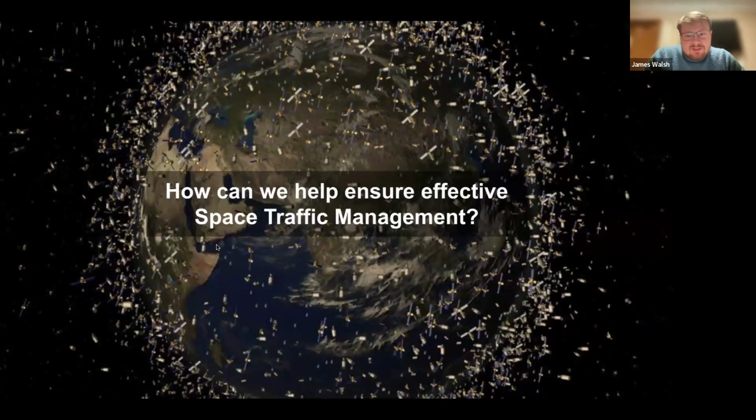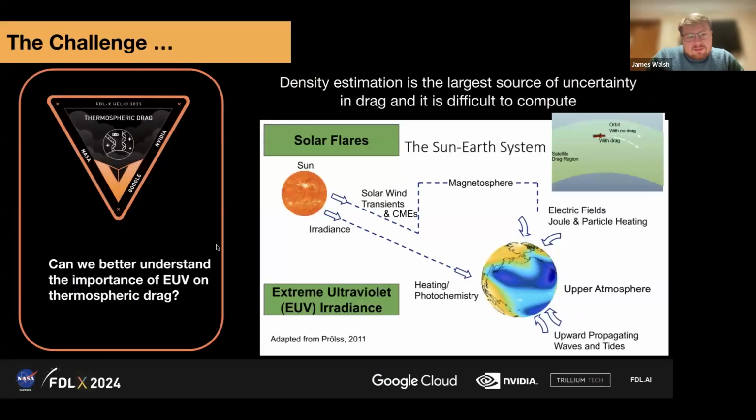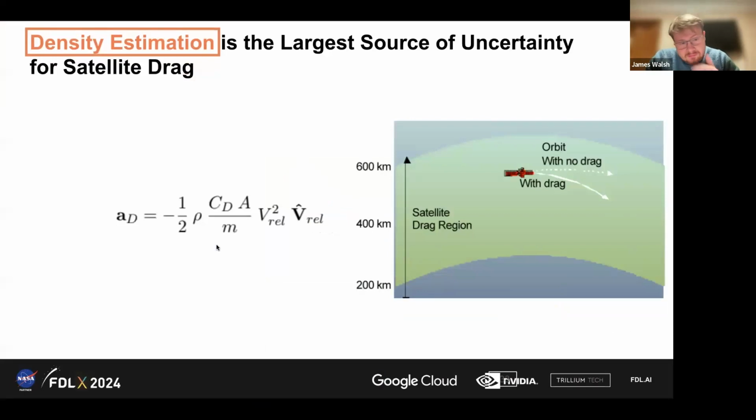And the first direct use case is how can we ensure effective space traffic management? And the way in which we wanted to go about that was trying to understand how EUV, this extreme ultraviolet, might have an impact on atmospheric drag. So in this slide, you'll see there's actually a whole bunch of things that can impact, funnily enough, our Earth in the Sun-Earth system. And we're attempting to look at how these extreme instances of ultraviolet might actually impact our upper thermosphere.